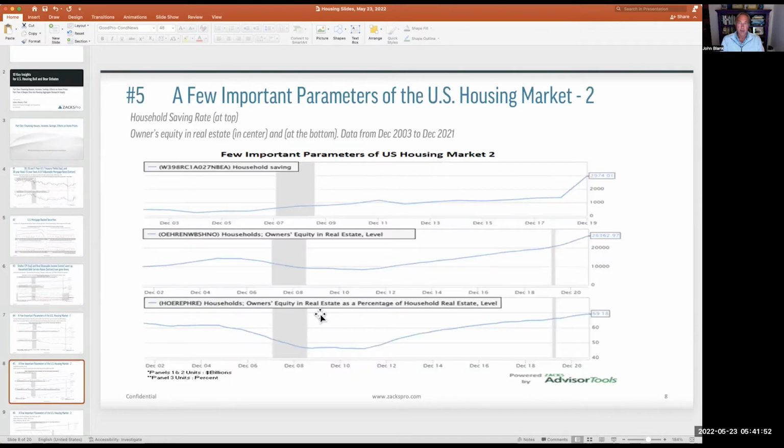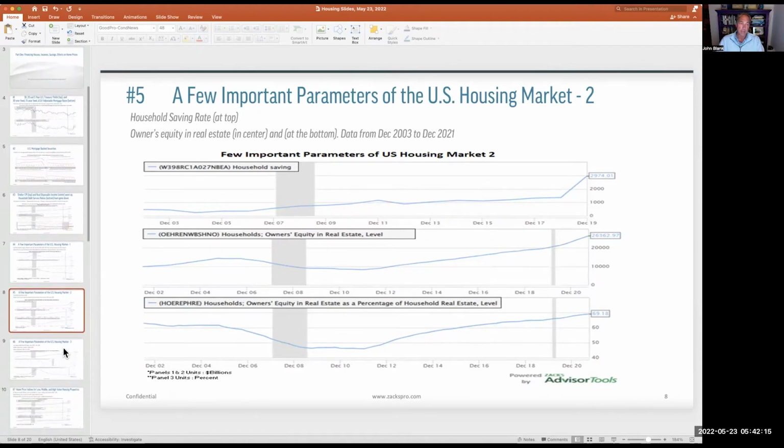Number 5, household savings rates. Owners' equity in real estate from the last 20 years. And you can see again, savings rates are incredibly high, and owners' equity in real estate in the center and bottom is also quite high. So for the bulls, household savings rates are quite high. For the bulls, owners' equity in the center and bottom is also quite high.